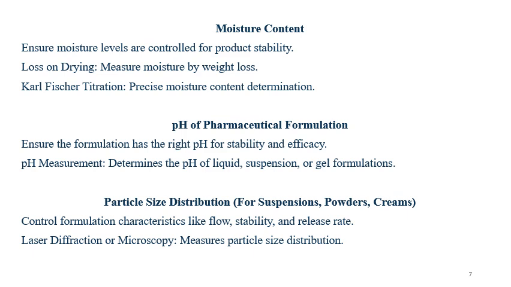pH of pharmaceutical formulation: this measures that the formulation has the right pH for stability and efficacy. pH measurement determines the pH of liquid, suspension or gel formulations. Particle size distribution is for suspensions, powders and creams. It controls formulation characteristics like flow, stability and release rate. Laser diffraction or microscopy measures particle size distribution.